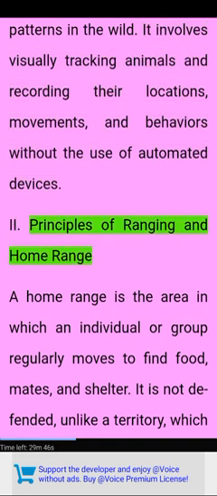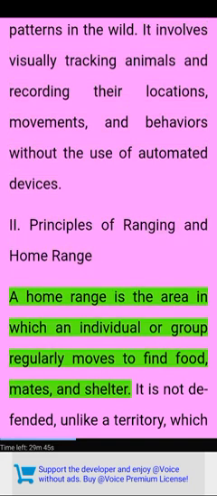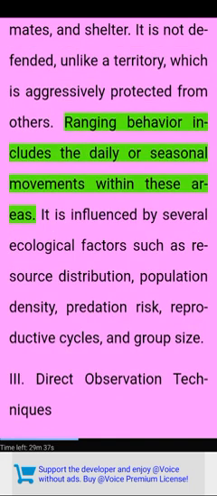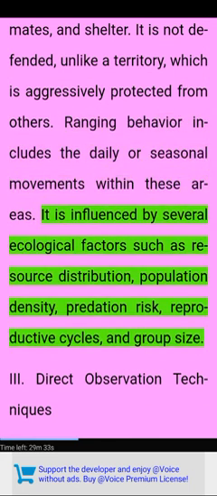2. Principles of ranging and home range. A home range is the area in which an individual or group regularly moves to find food, mates, and shelter. It is not defended, unlike a territory, which is aggressively protected from others. Ranging behavior includes the daily or seasonal movements within these areas. It is influenced by several ecological factors such as resource distribution, population density, predation risk, reproductive cycles, and group size.